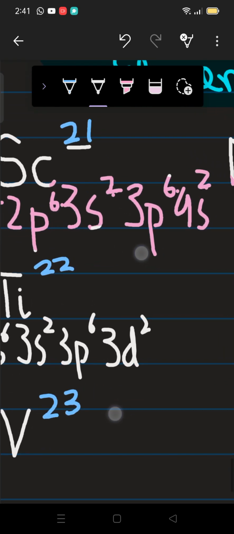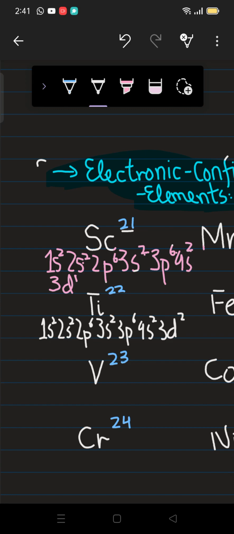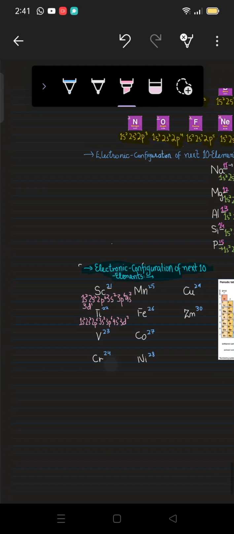Wait, I just forgot to write 4s2 after 3p6. So 4s2, then 3d2. Now we can actually count. 2 plus 2 is 4, 4 and 6 is 10, 10 and 2 is 12, 12 and 6 is 18, 18 and 2 is 20, 20 and 2 is 22. So 1s2, 2s2, 2p6, 3s2, 3p6, 4s2, 3d2 is the electronic configuration of titanium.